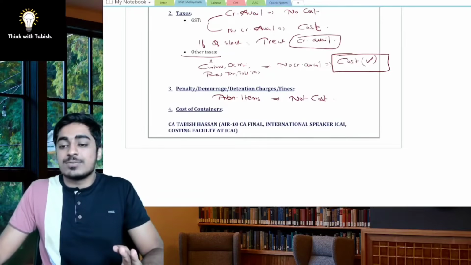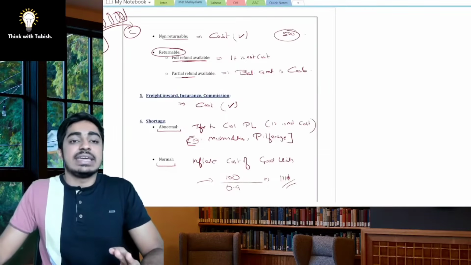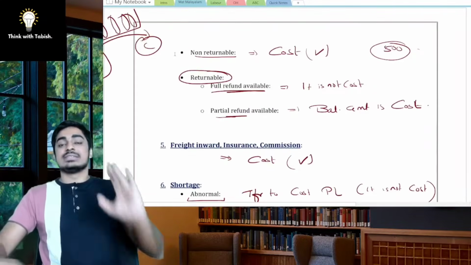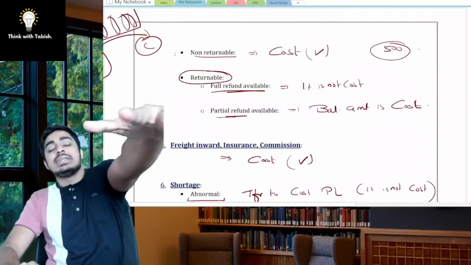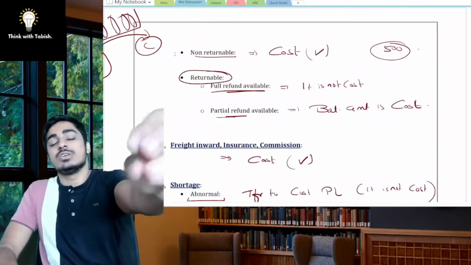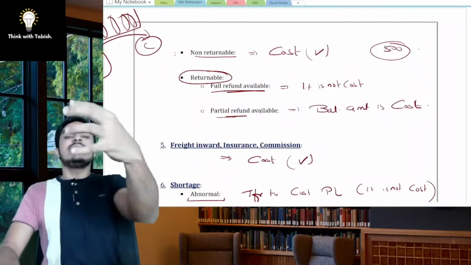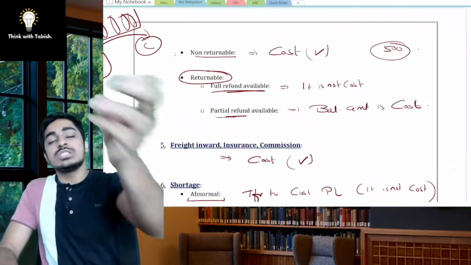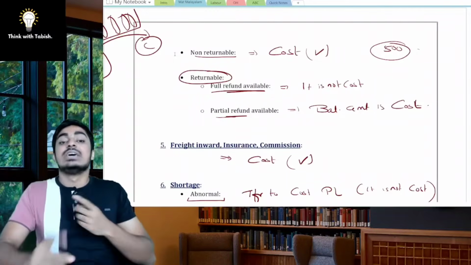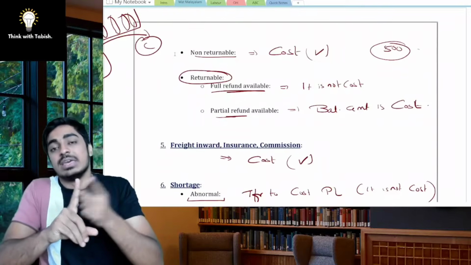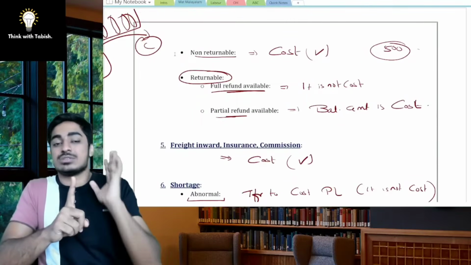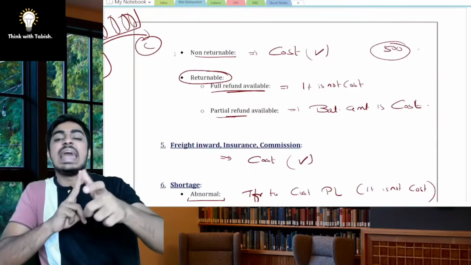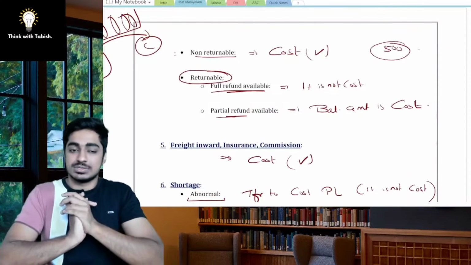Then we have the cost of containers. Yes, containers can be non-returnable containers or they can be returnable. If they are non-returnable containers, yes, the cost will be absorbed, so they will be treated as cost. If they are returnable containers, supplier is telling, you take this now, you pay me in advance, you return it later. Ask whether full refund is available. If full refund is available, it is not cost. If only partial refund is available, the balance amount will be treated as cost.